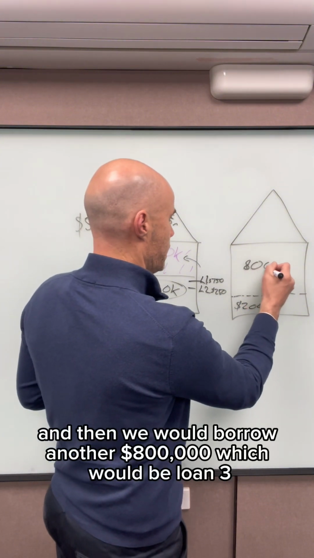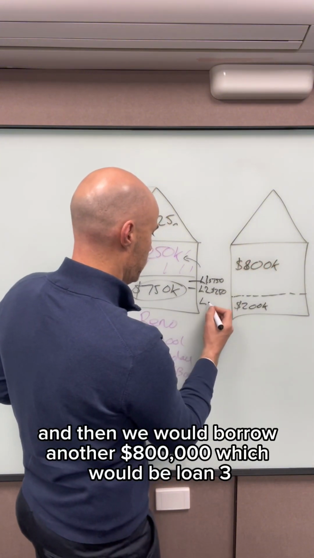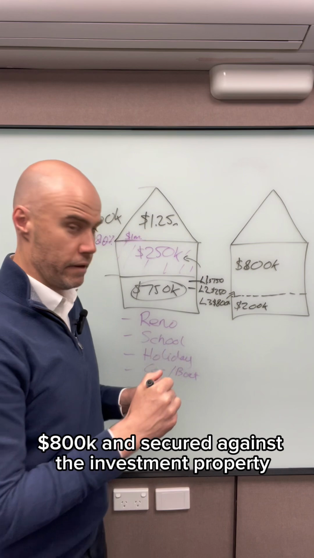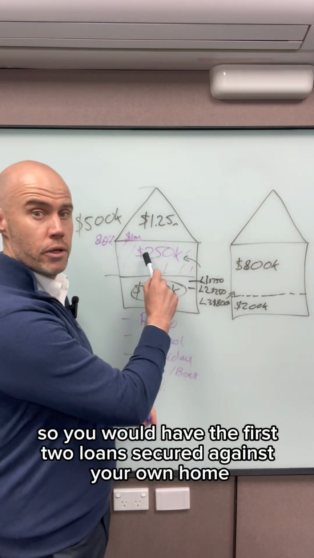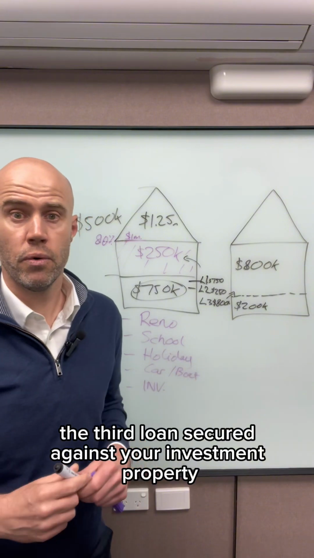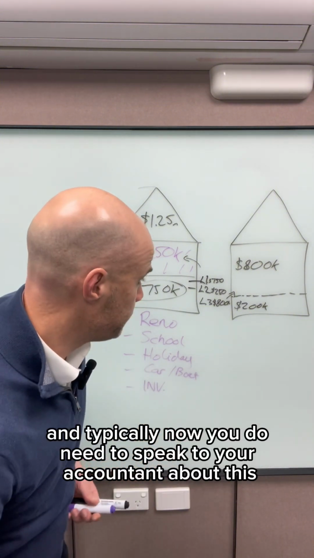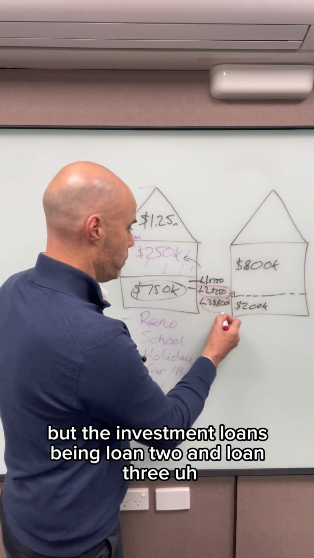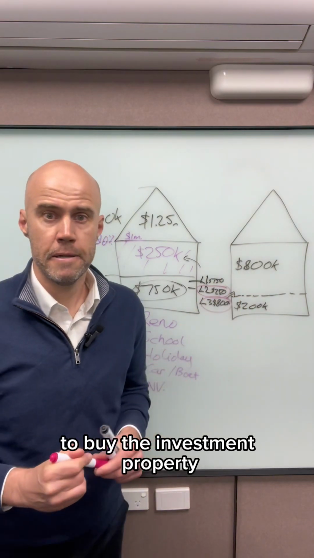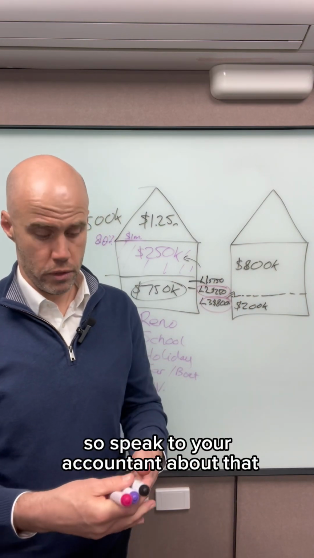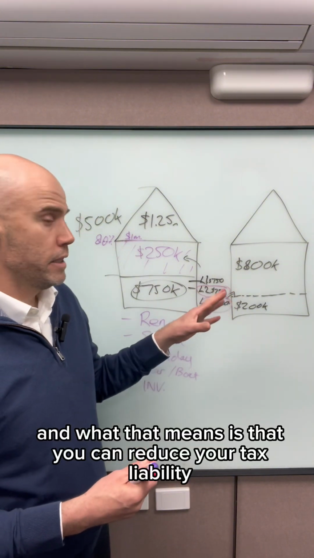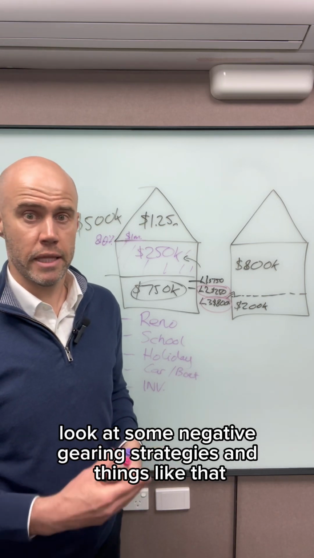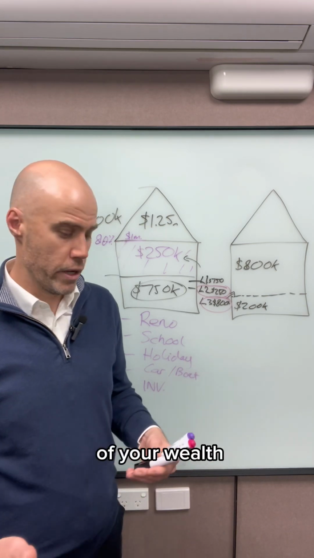And then we would borrow another $800,000, which would be loan three, $800K, secured against the investment property. So you would have the first two loans secured against your own home, the third loan secured against your investment property. And typically, now you do need to speak to your accountant about this, but the investment loans, being loan two and loan three, to buy the investment property, are generally tax deductible. So speak to your accountant about that. And what that means is that you can reduce your tax liability, look at some negative gearing strategies and things like that to accelerate the growth of your wealth.